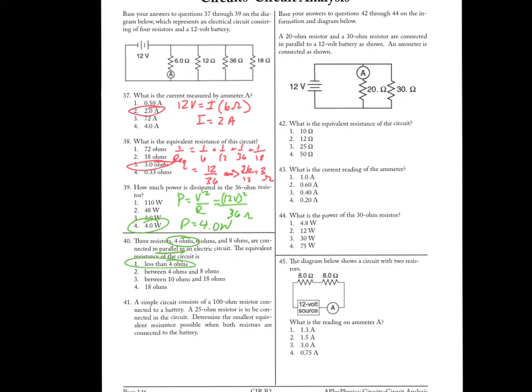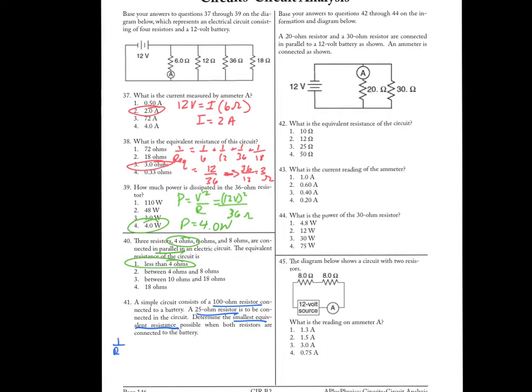Number 41, a simple circuit consists of these 2 resistors to be connected in a circuit. Determine the smallest equivalent resistance possible. So that means we can either connect these 2 resistors in series or in parallel. If we put them in series, we add them up, 125. Whereas if we put it in parallel, we're guaranteed for it to be lower than 25. So we're looking for that smaller resistance, so we put it in parallel.